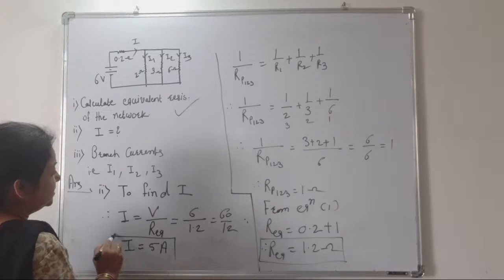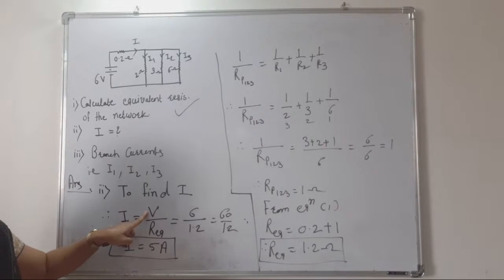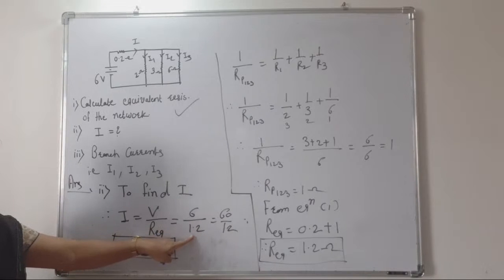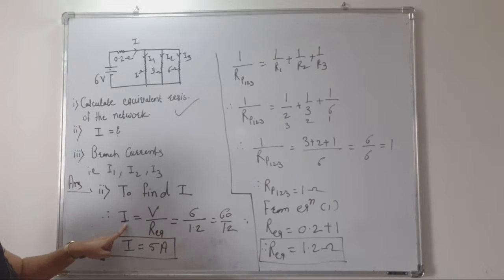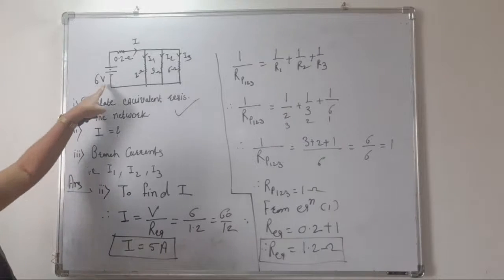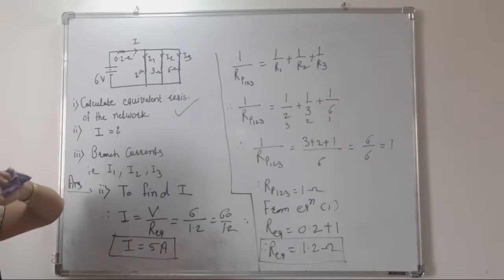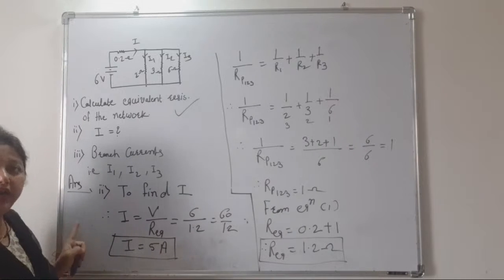Means the second part also we simplified. Everyone understand this? Why do we consider R equivalent? Because the overall potential applied across that network is V equal to 6 volt. Therefore, we have to consider the overall resistance of the network, that is the equivalent resistance, which is equal to 1.2 ohm. Therefore, I is equal to 6 upon 1.2 and we get I equal to 5 ampere. Means due to that 6 volt battery, the overall current, the maximum current, is 5 ampere. So write down this one also.